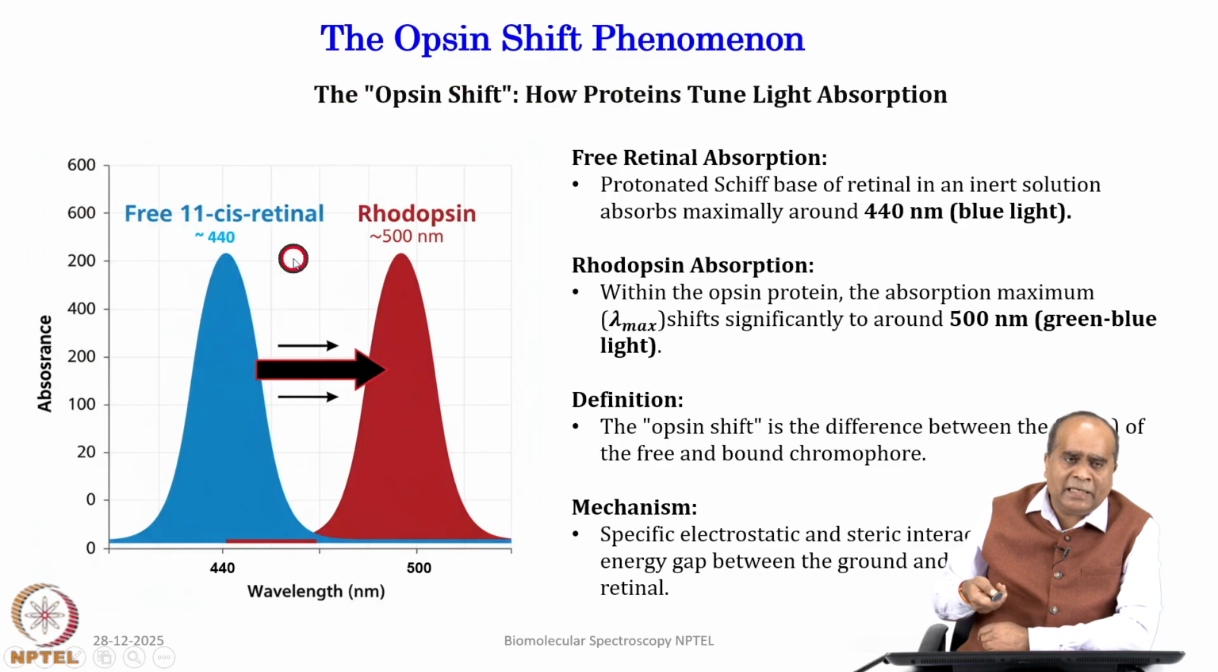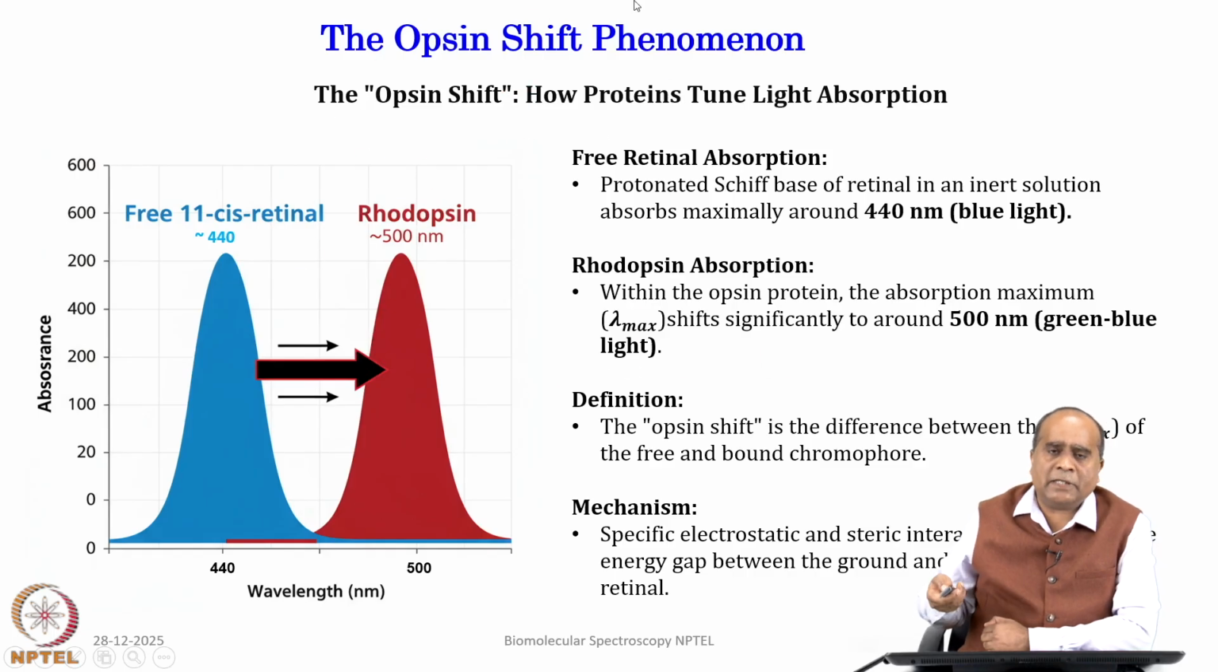So, free 11-cis retinal absorbs around 440 nanometer, and rhodopsin, right, this is just our chromophore, when it binds to opsin protein it shifts to 500 nanometer. So, this is the shift that happens, and that is tuned by this protein. So, let us see how it happens.